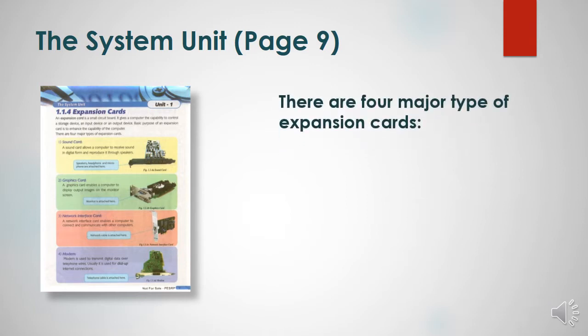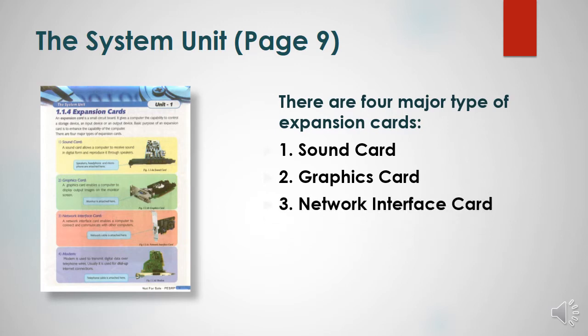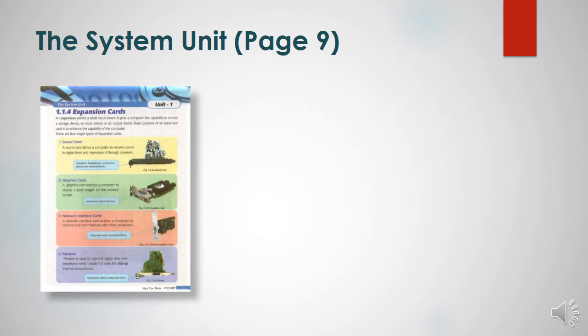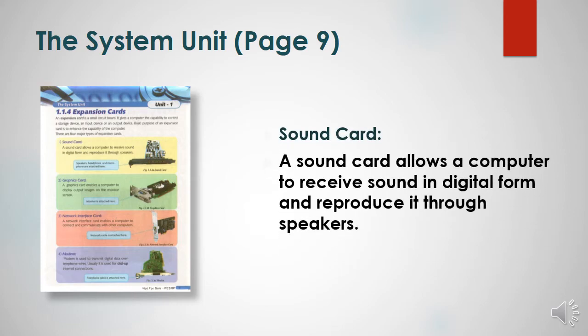There are 4 major types of expansion cards: sound card, graphics card, network interface card, and modem. So let's discuss them. Sound card. A sound card allows a computer to receive sound in digital form and reproduce it through speakers.